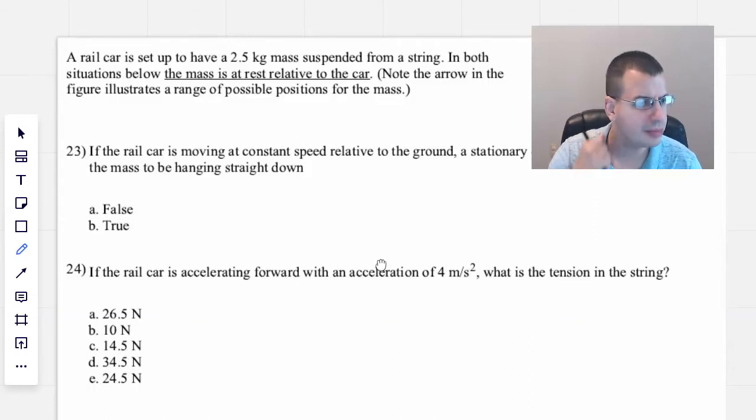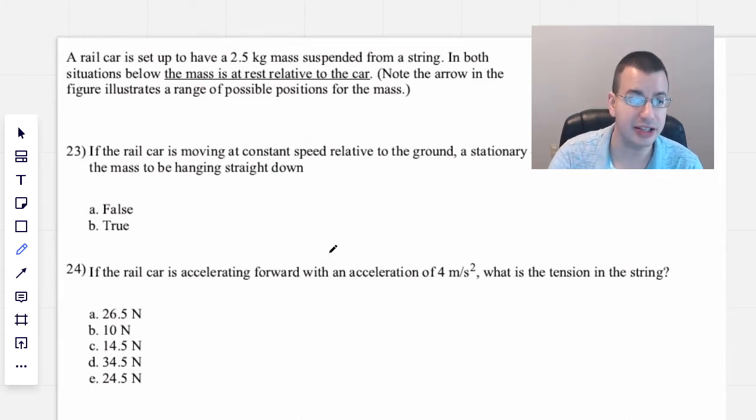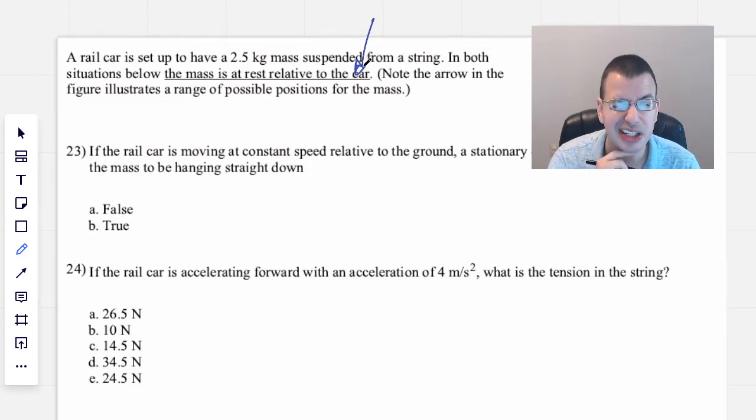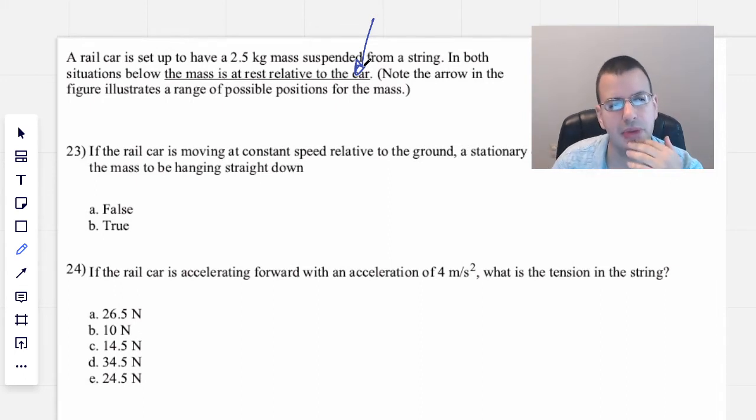A rail car is set up to have a 2.5 kilogram mass suspended from a string. In both situations below, the mass is at rest relative to the car. Okay? So at rest means that it's an equilibrium. It's a steady state. Maybe not equilibrium. Maybe yes. I'm going to say equilibrium.